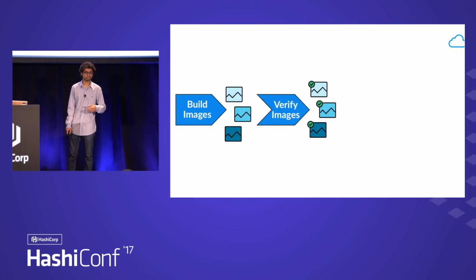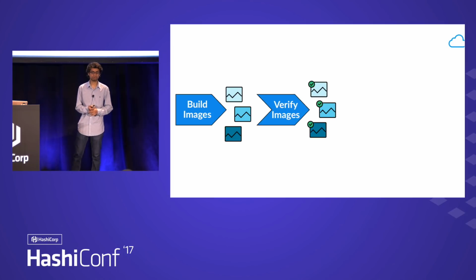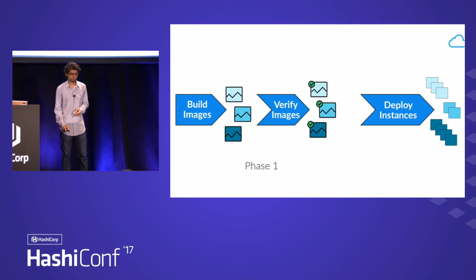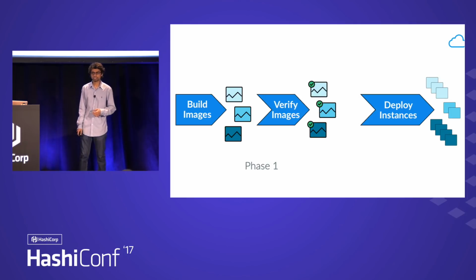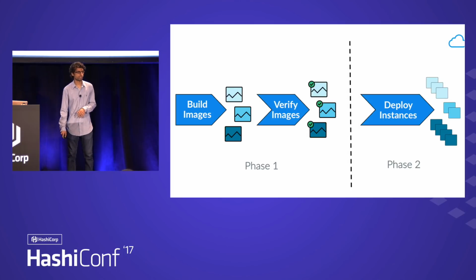So obviously, we needed a way to build images and verify those images. You don't want to just start building images and not have some sort of sanity checks on them to make sure that they are what you expect. And eventually, you want to deploy instances from those verified or approved images. So for logical purposes, we decided to call the building and verification of images phase 1 of our project, and the deployment of those instances from those images phase 2.